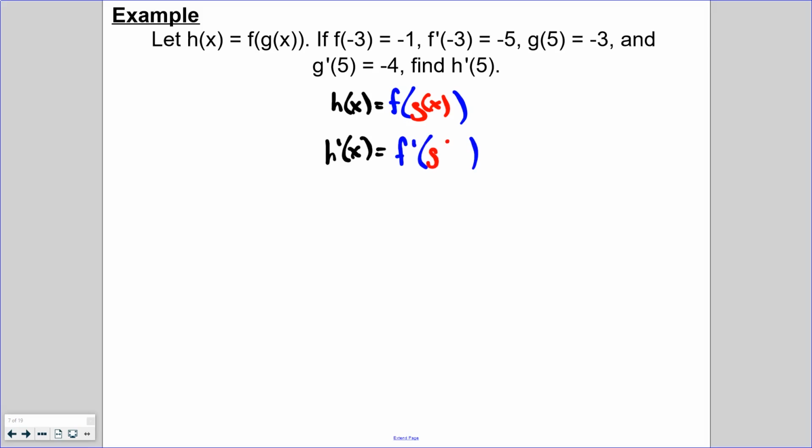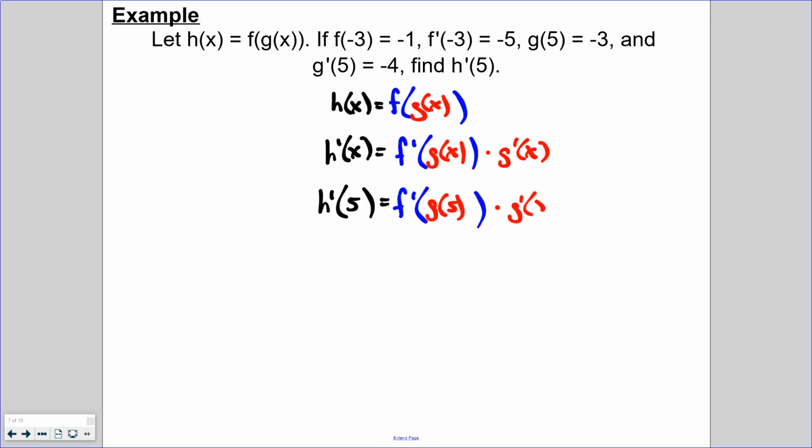So f prime of g of x, and then we'll multiply by the derivative of the inside, which is g prime of x. But we don't want the general derivative. We want to find the derivative at a specific x value, which is 5. So we can substitute that 5 in. So we're going to have f prime of g of 5 times g prime of 5.